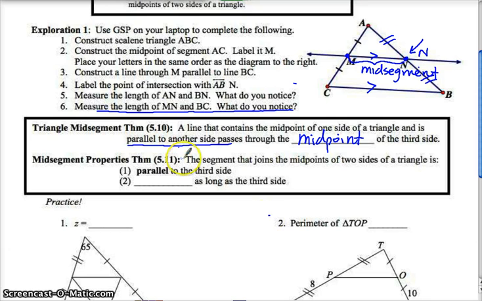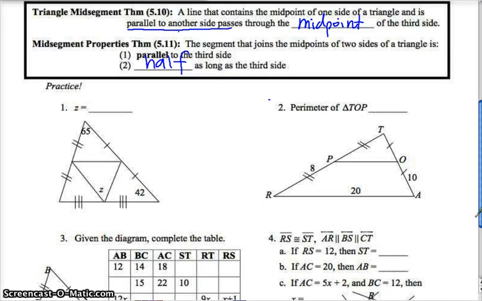Going back here, the segment that joins the midpoints of two sides of a triangle is parallel to the third side. We've already established that, but it's also half as long as the third side. So 4.05, 8.1, that was half as long. So let's use those theorems to find the missing measurements down here in problems 1 through 4. I would say try to pause right now and try them on your own and see how you do.